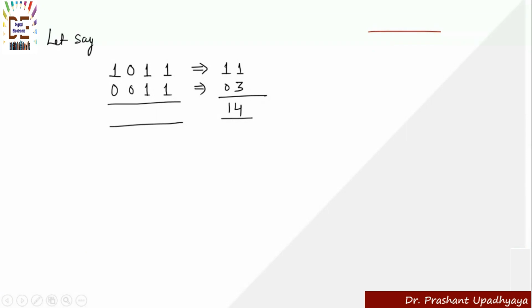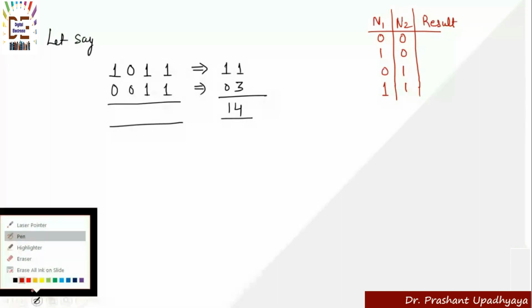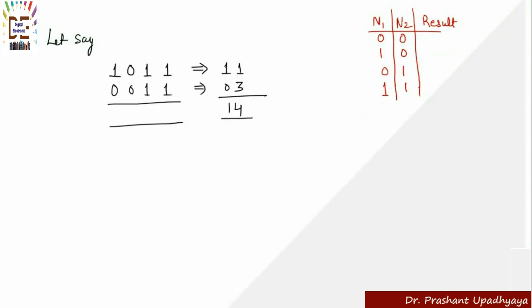Whenever we are adding two numbers, the combinations can be like this: let's say n1 is one number and n2 is the other number, and this is your result. If I ask what is 0 plus 0, we always get 0. When we add 1 plus 0, we get 1. Then 0 plus 1, we also always get 1. And then we have 1 plus 1.